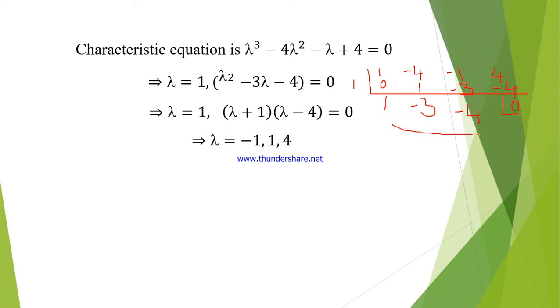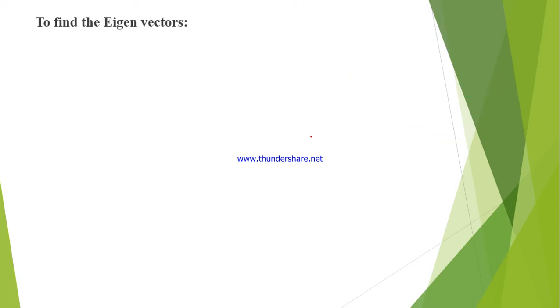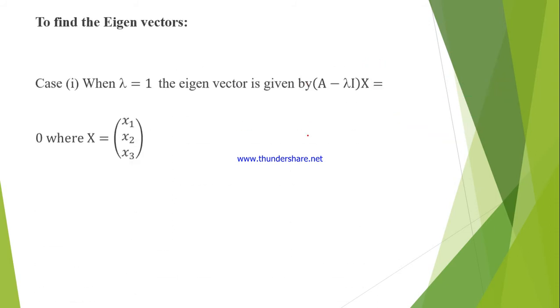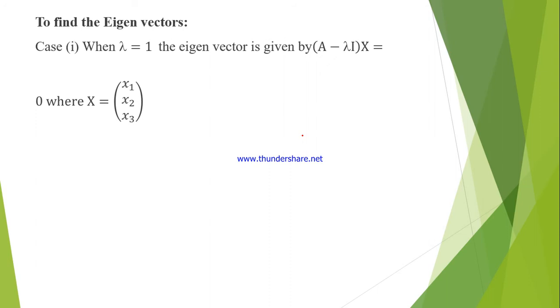So the remaining is lambda square minus 3 lambda minus 4 equal to 0. Here the multiplication is minus 4, the addition is minus 3. The factors are 1 and minus 4. So lambda plus 1 into lambda minus 4 equal to 0. So the eigenvalues are minus 1, 1, 4. Next find the eigenvectors corresponding to the eigenvalues minus 1, 1, 4.